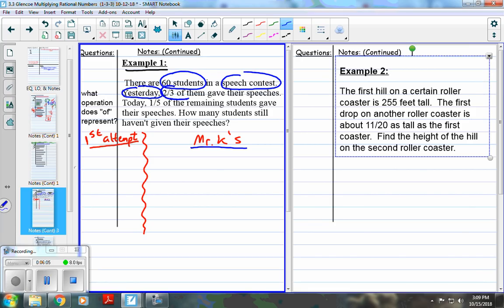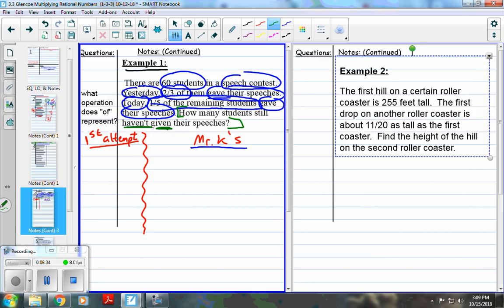2/3 of them gave their speeches. Again, this word gave is going to be important. Today, 1/5 of the remaining students gave their speeches. All right. And then the question part, what we're really focused on. We're bracketing. We need to be able to answer this part. How many students still haven't given their speeches?